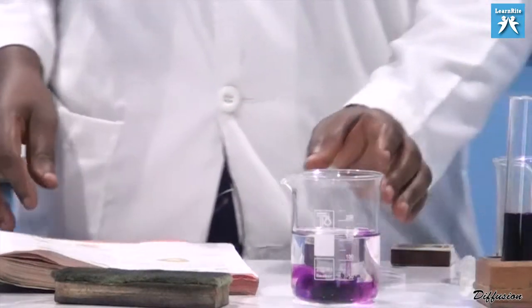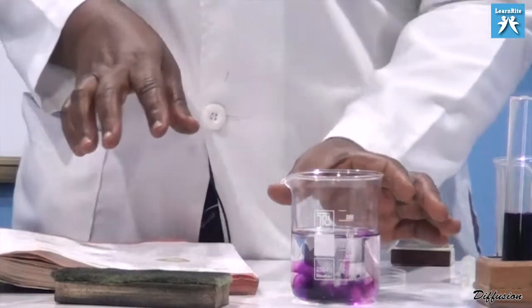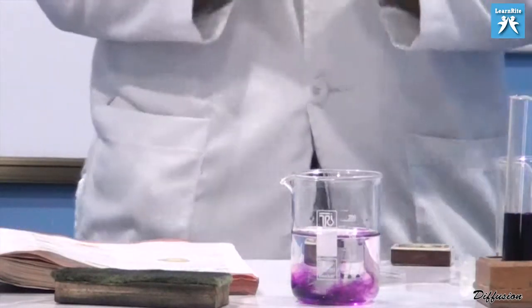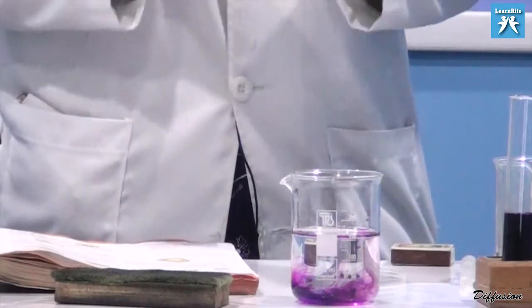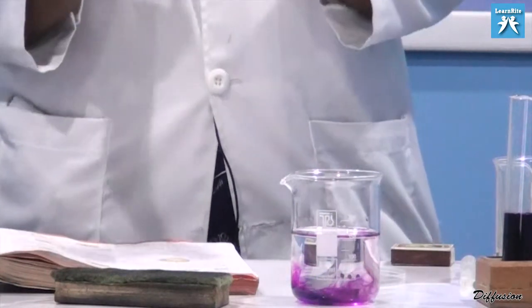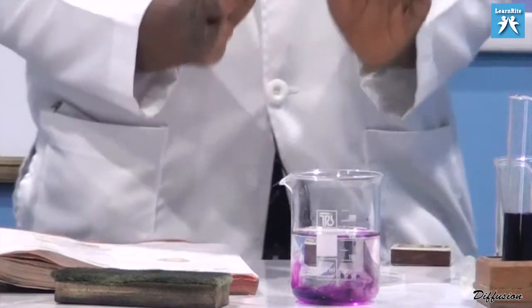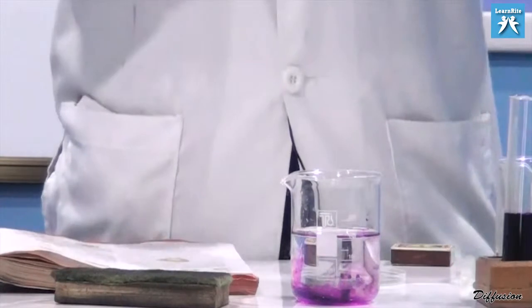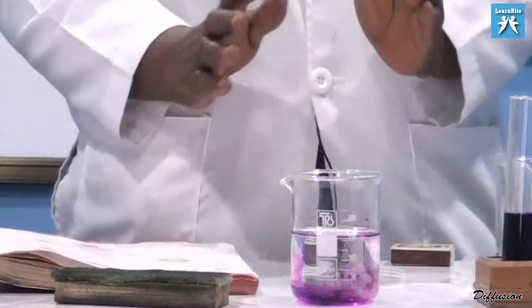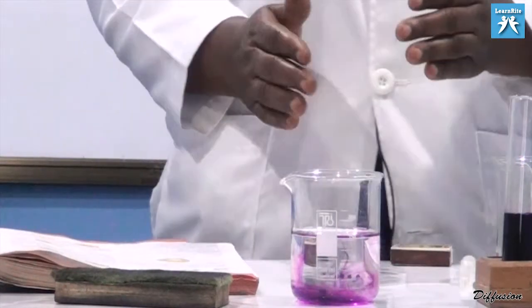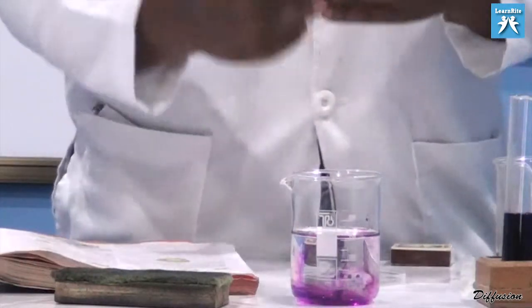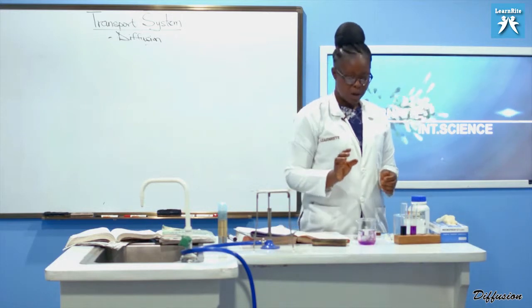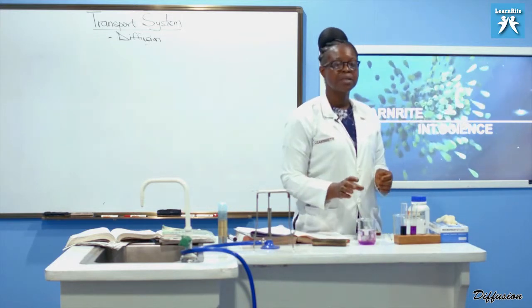Have you seen that the particles of the potassium permanganate are moving? Is the potassium permanganate, that is the solute, moving, but not the water? It is the crystals of the potassium permanganate that are moving, but not the water. Now you can see that the particles are moving gradually. So this shows that diffusion can take place in liquid.